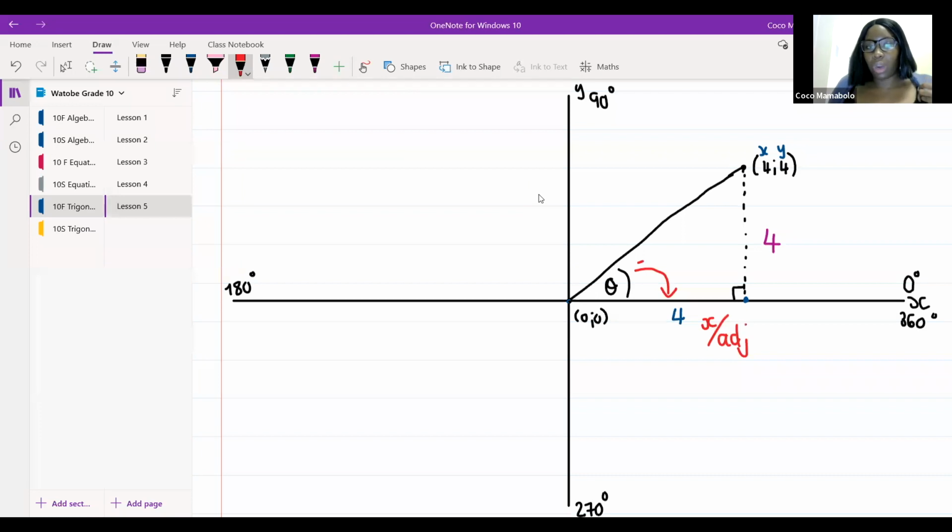Now, what about this side all the way over here? It's my opposite side, right? But this opposite side, which part of my axis does it represent? My x-axis or my y-axis, guys? That's it, Mawande. Good. It represents my y-axis. So my adjacent side will be my x-axis and my opposite side will be my y.